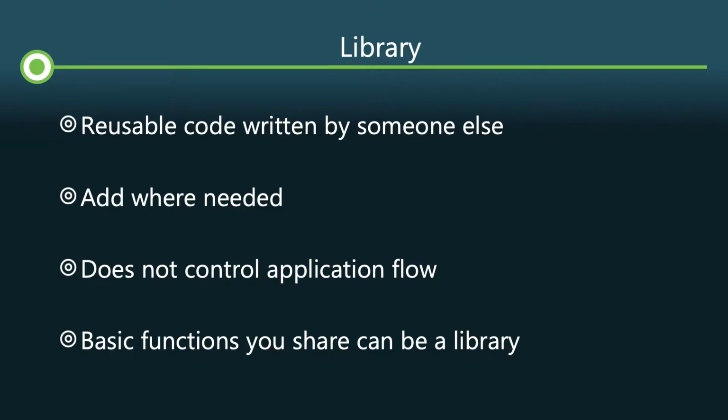A library is reusable code written by someone else. A library is something that has basic functions that you can add wherever they're needed. It does not control the application flow, and any basic functions that you share can make a library. So its intent is to have shareable functionality.